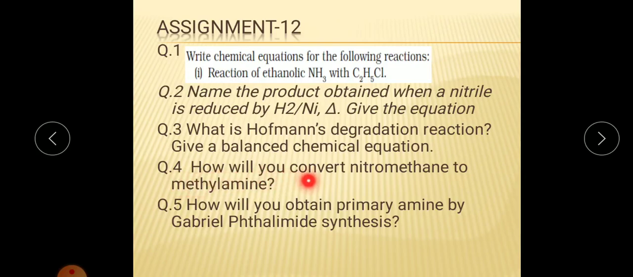Question number 4, how will you convert nitromethane to methylamine? Convert it by the reduction method. And question 5, how will you obtain primary amine by Gabriel phthalimide synthesis? So you write down all the steps that are involved in the preparation of primary amine from this method.